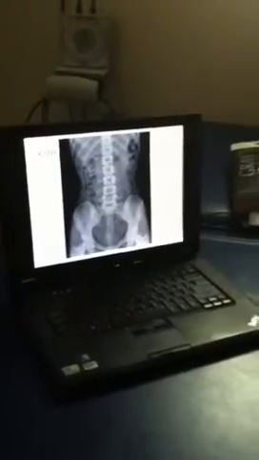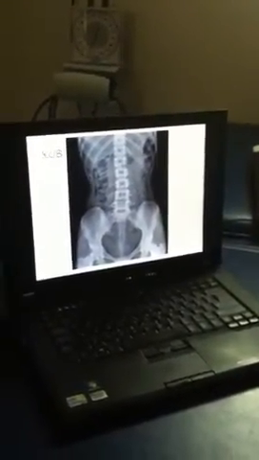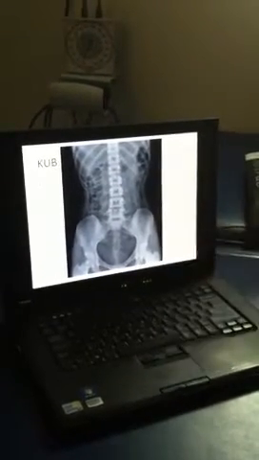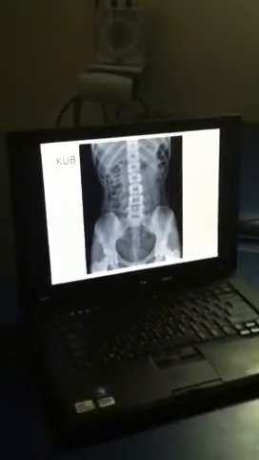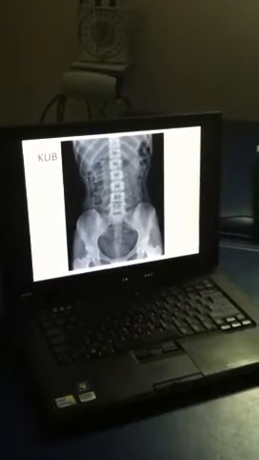The first thing we're going to talk about is a KUB. It stands for kidney, ureter, bladder. It's an x-ray that runs from the kidneys to the bladder. So that's why you're only seeing some stuff. Again, don't forget the organ tissue you're not going to be able to see on an x-ray.